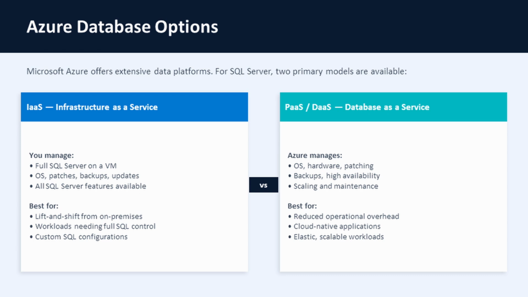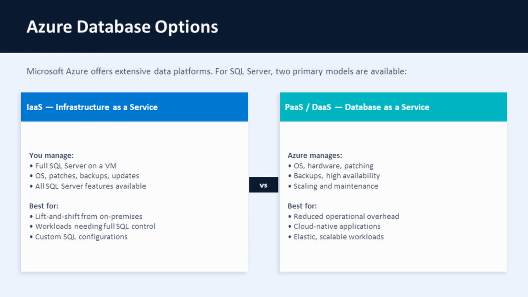The trade-off is that you are responsible for everything: patching, backups, performance tuning, and keeping the server running. The second option is Platform as a Service, sometimes called Database as a Service or DaaS. This is where Microsoft manages the infrastructure, the operating system, patching, and most of the maintenance for you. You simply provision a database, connect to it, and start working. You have fewer configuration options, but far less operational overhead.